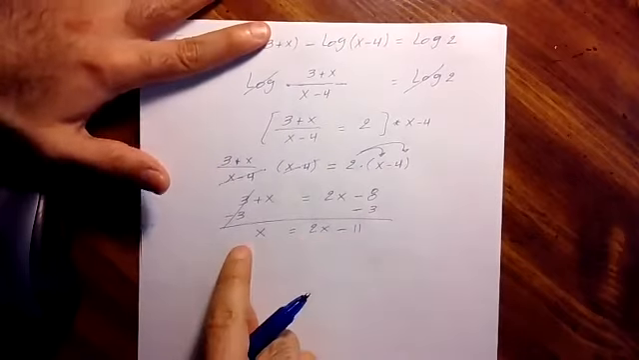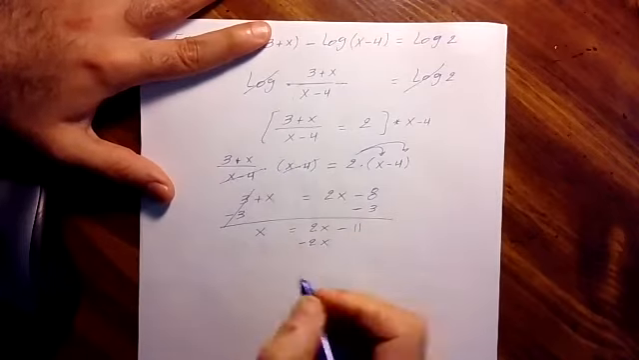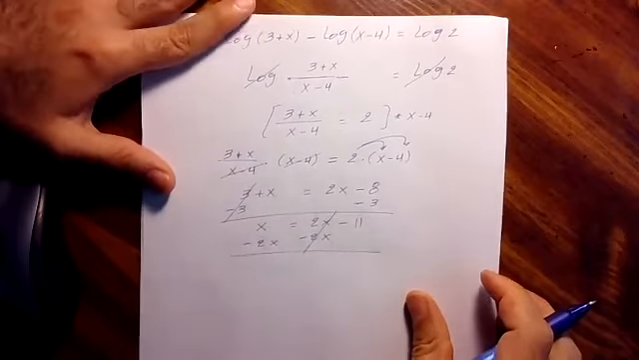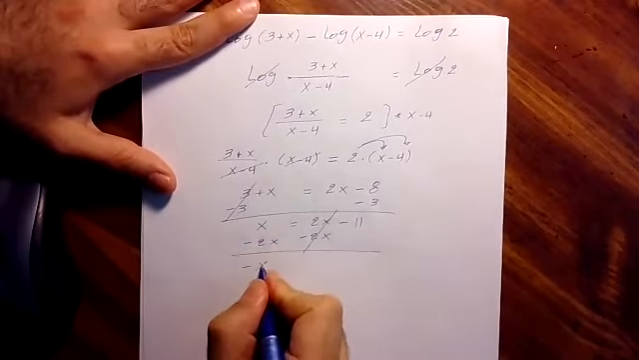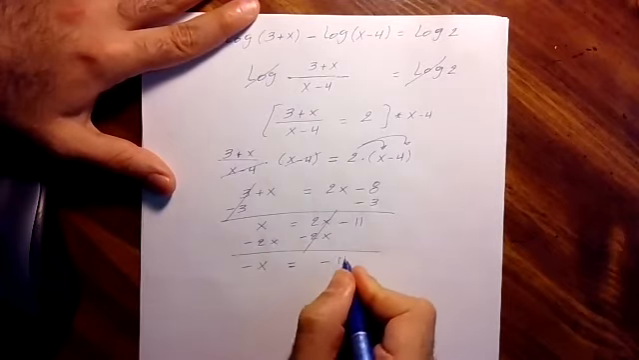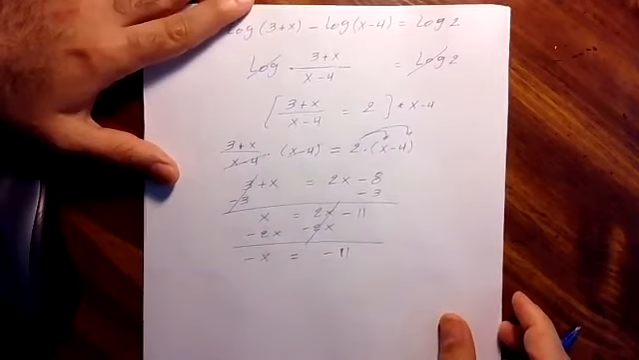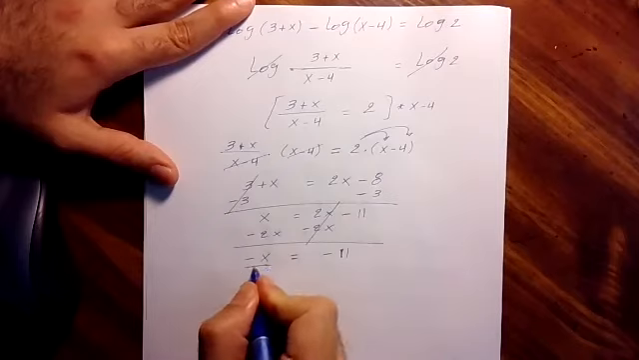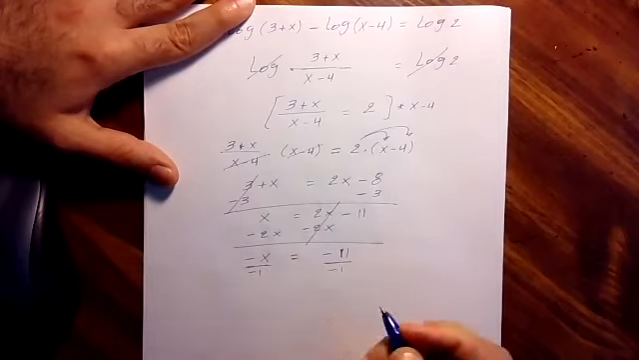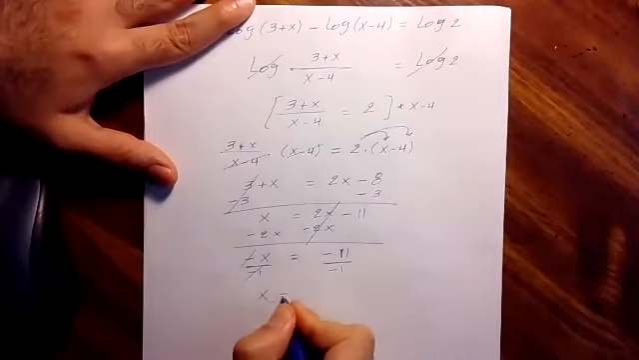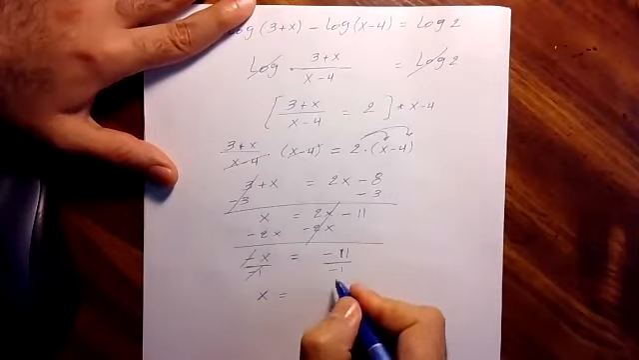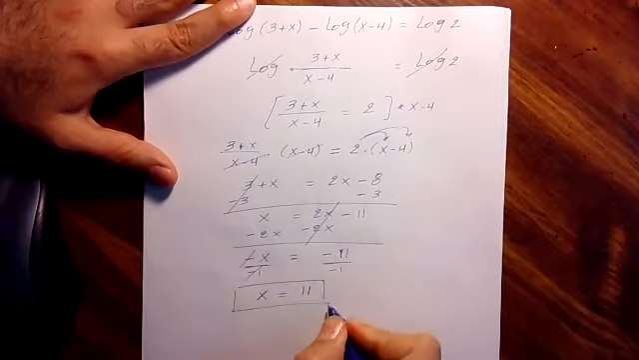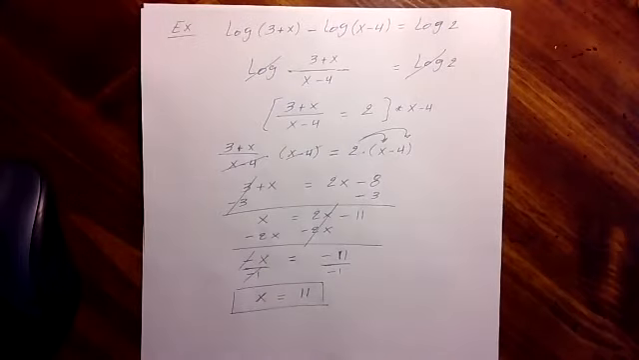Then move the 2x to the left side, so minus 2x, minus 2x. Cancel these. x minus 2x is negative x, equal negative 11. The last step, I need to find the value of x. So I'm going to divide both sides by negative 1. Cancel the negative with the negative. Negative 11 divided by negative 1 is 11. This is the solution for this example.